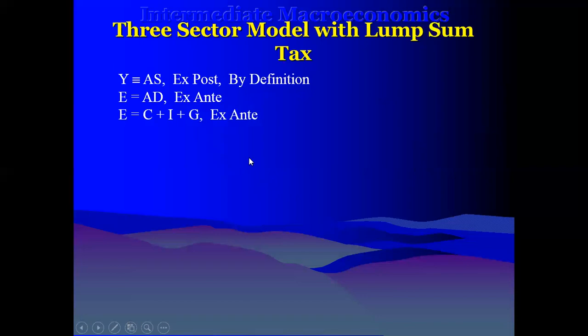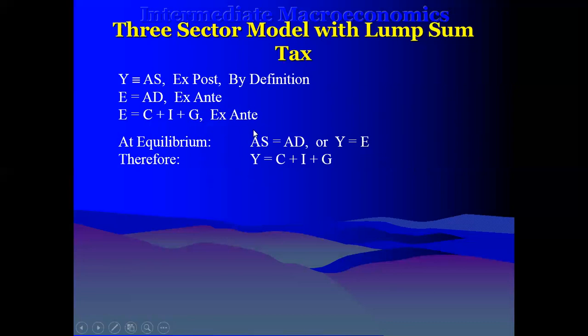This is the simple model. We are even assuming that there's no international trade. We know that when we add international trade, then aggregate demand changes. But this one is just a simple model. So expenditure is just the sum of consumption, investment, and government spending. So this means that at equilibrium, AS is equal to AD or Y is equal to E, which means that Y should be equal to the sum of consumption, investment, and then government expenditure.